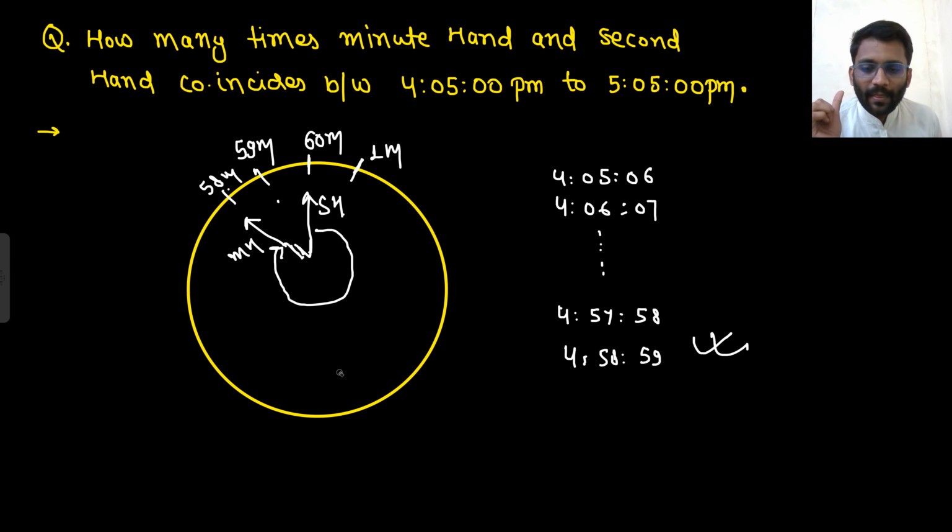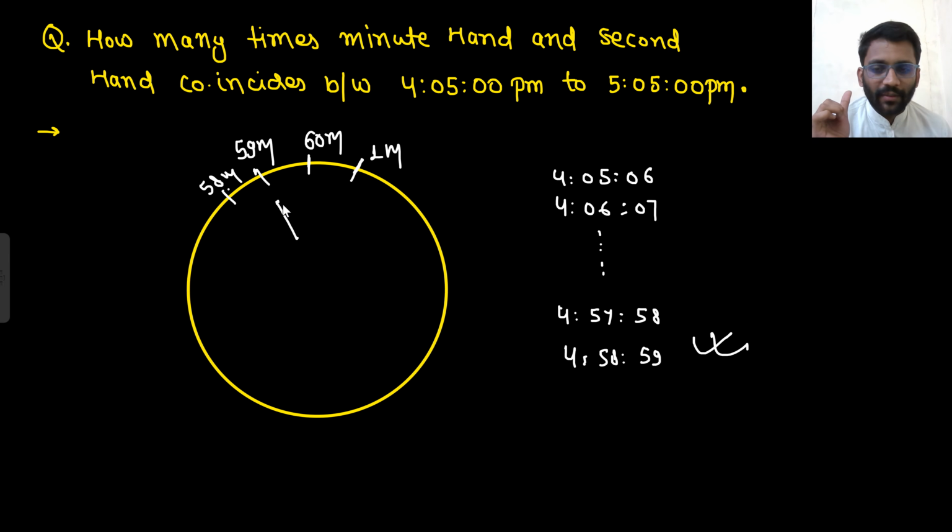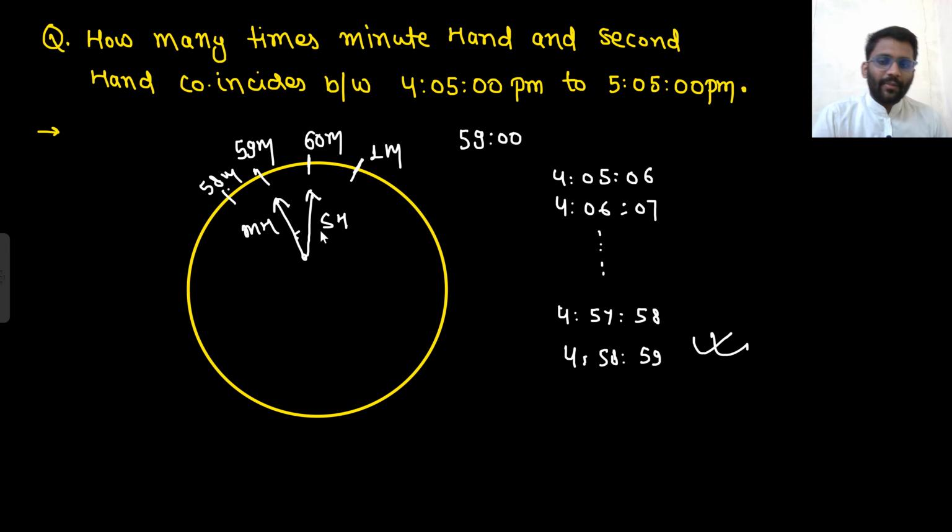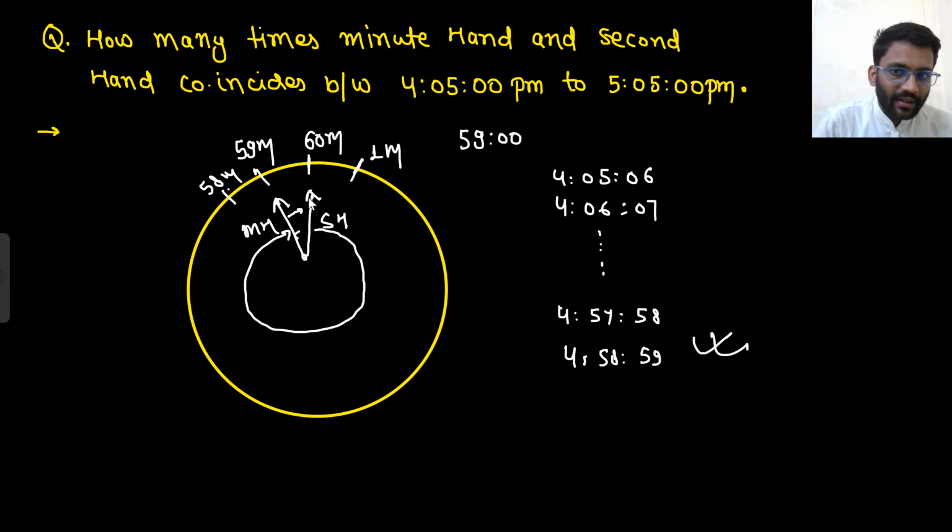Now, what will happen? We will come to 59 minutes now. So now this is my minute hand and this is my second hand. Now we are talking about 59 minutes. The timing is 59 minutes now. Okay. Now what will happen? The second hand will move. It is moving. This minute hand would have also moved, right? It would have moved nearly here.